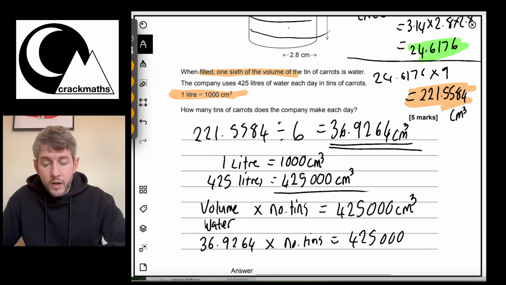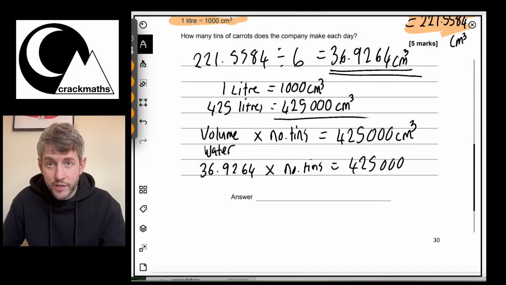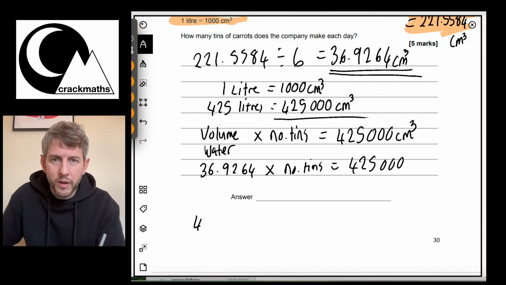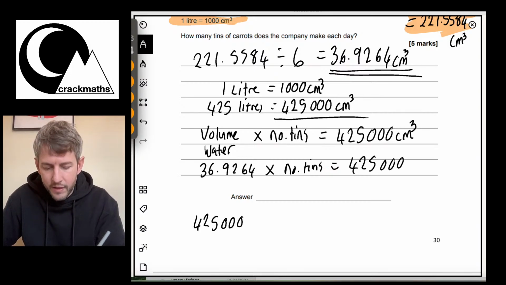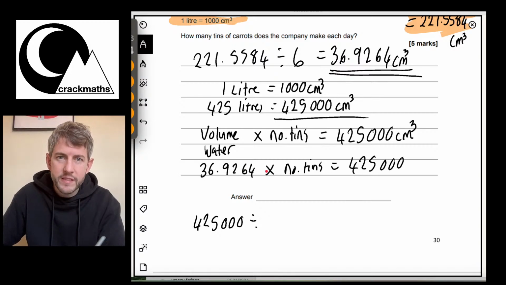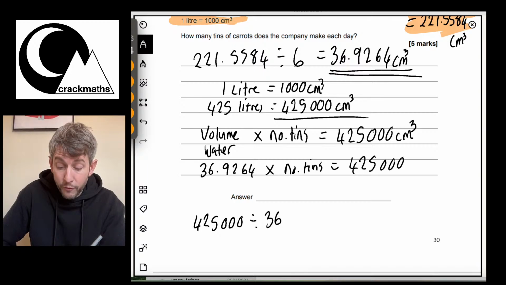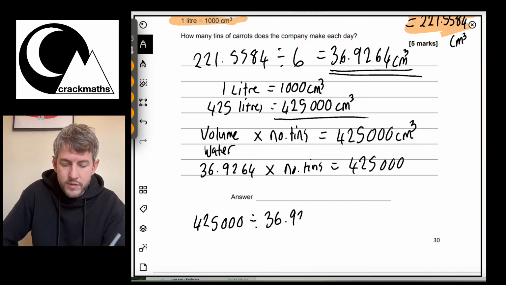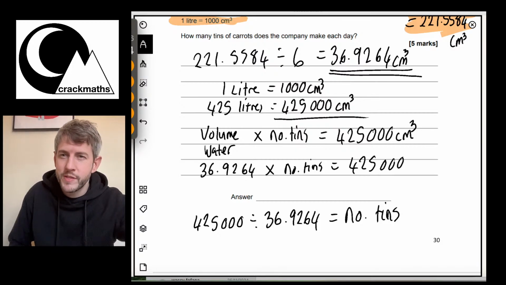Now, in order to find out the number of tins, I need to remember my reverse calculation. If two numbers multiplied together make a third number, then this third number divided by one of these two numbers gives us the other. So 425,000 divided by 36.9264, that's going to give us the number of tins that they produce each day.